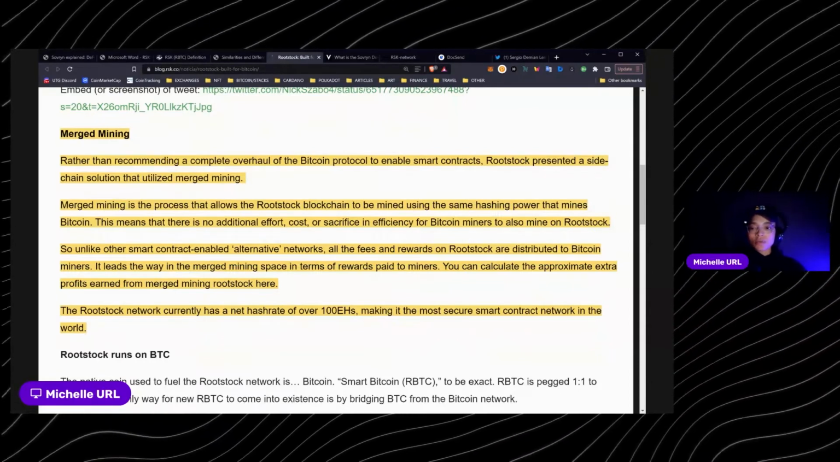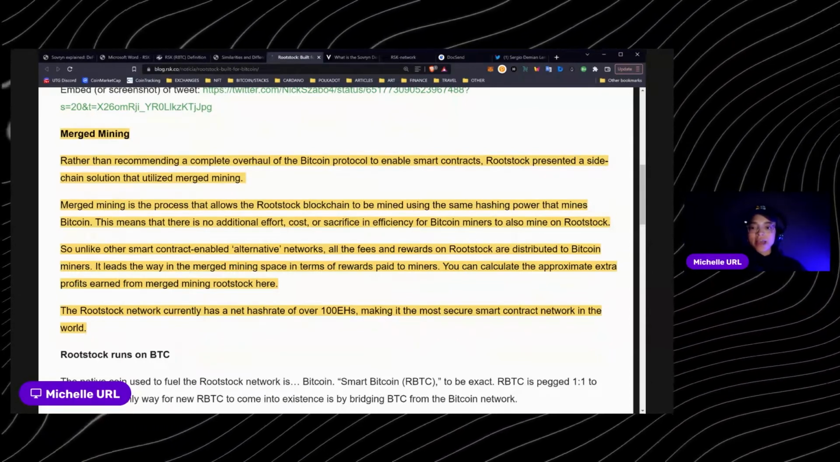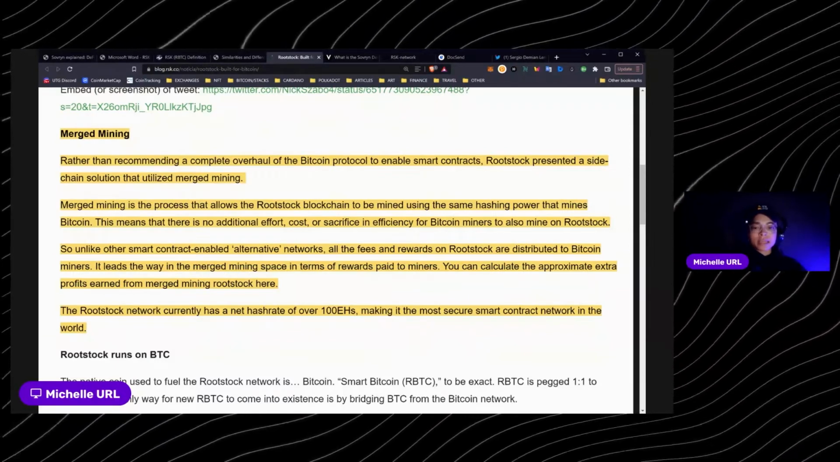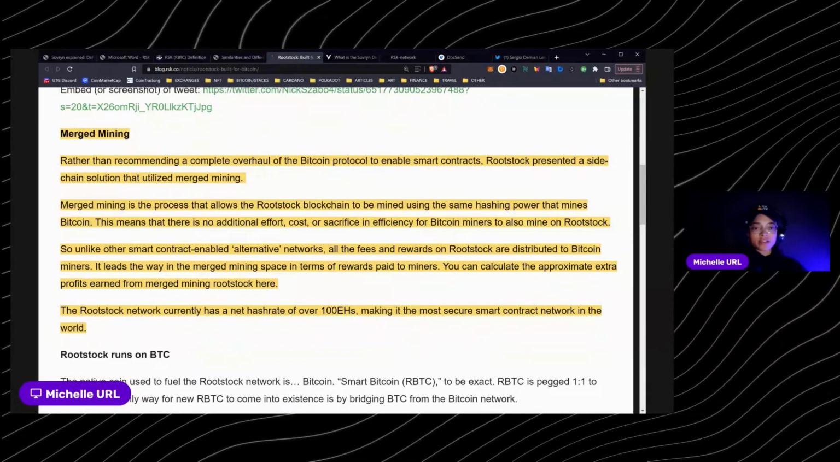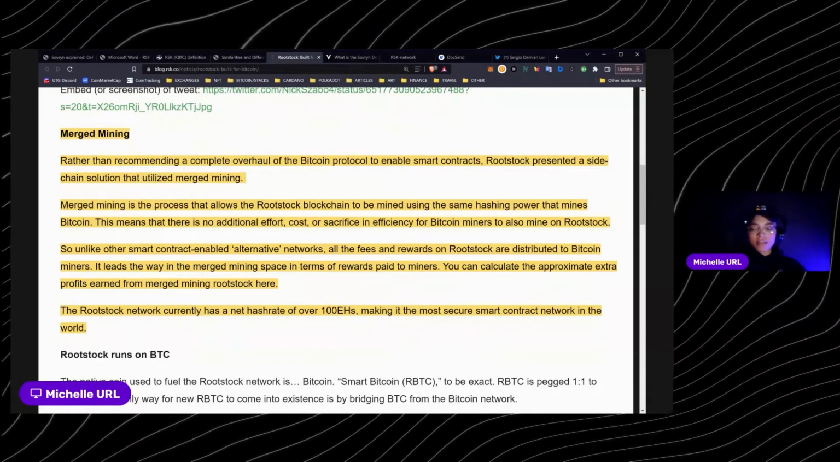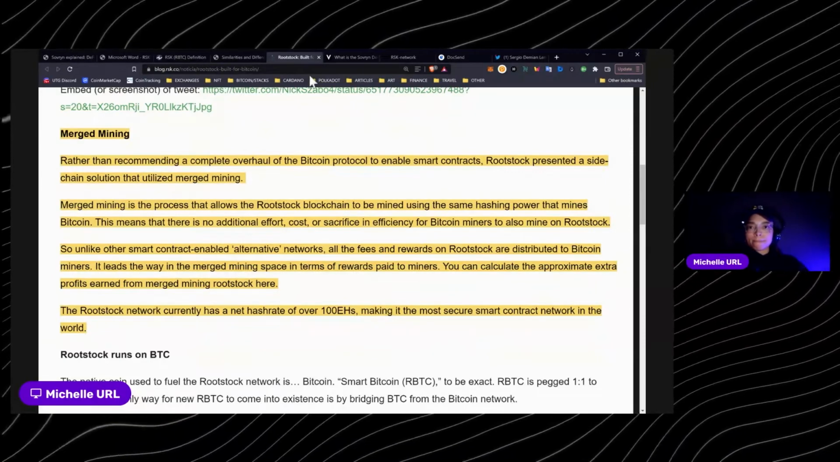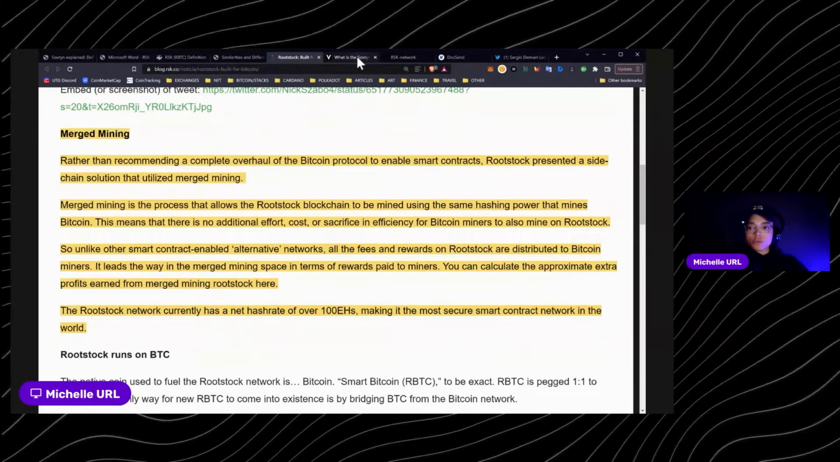The Rootstock network currently has a net hash rate of over 100 exahash, making it the most secure smart contract network in the world. All right, let's move forward.